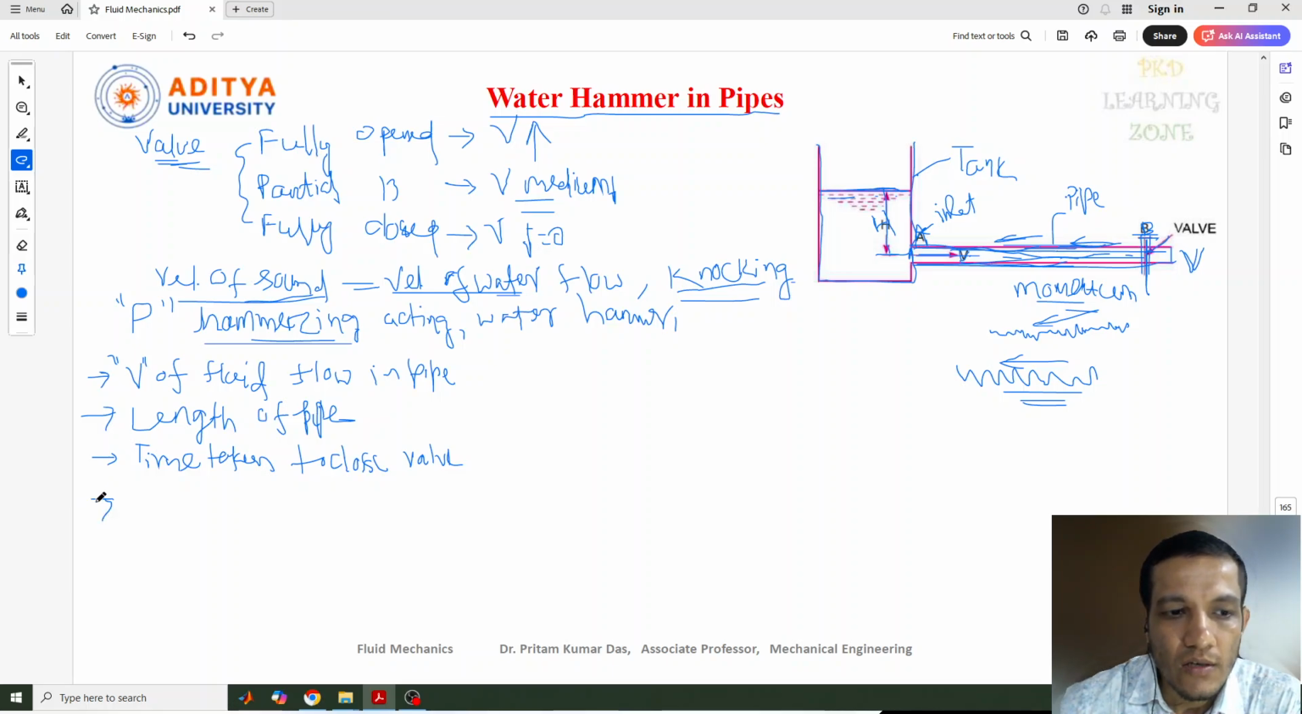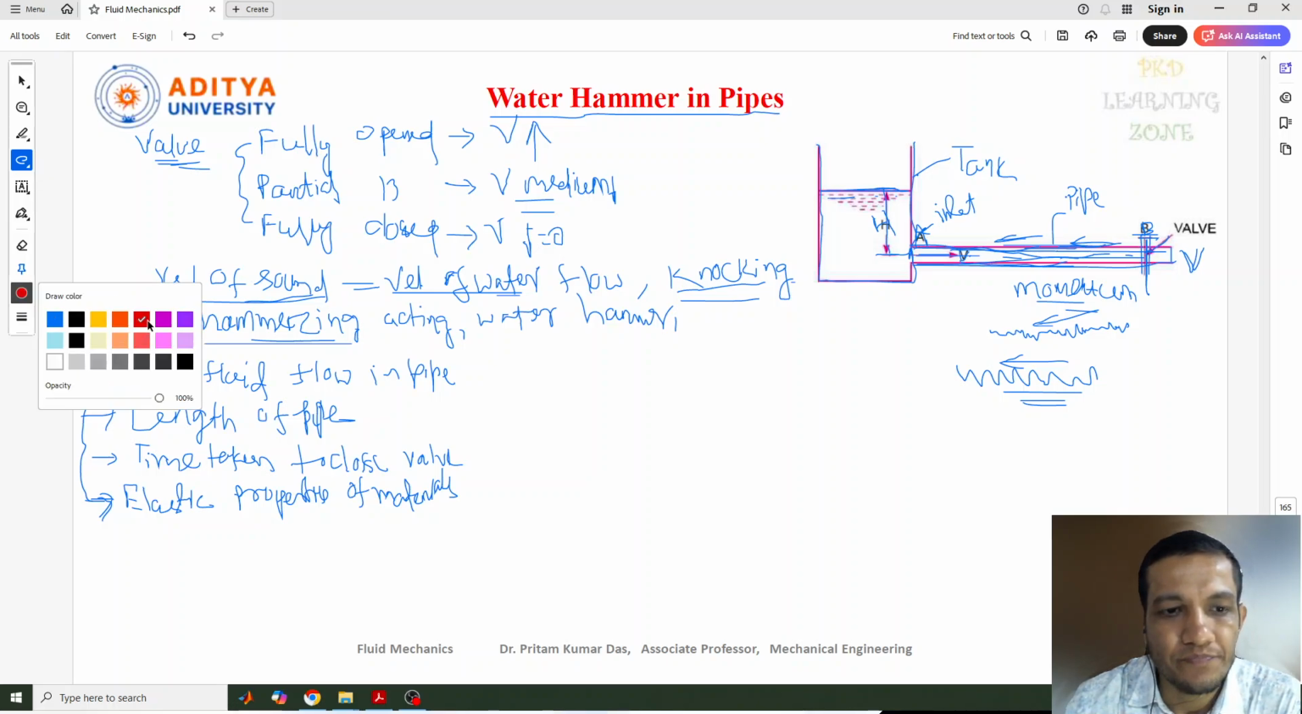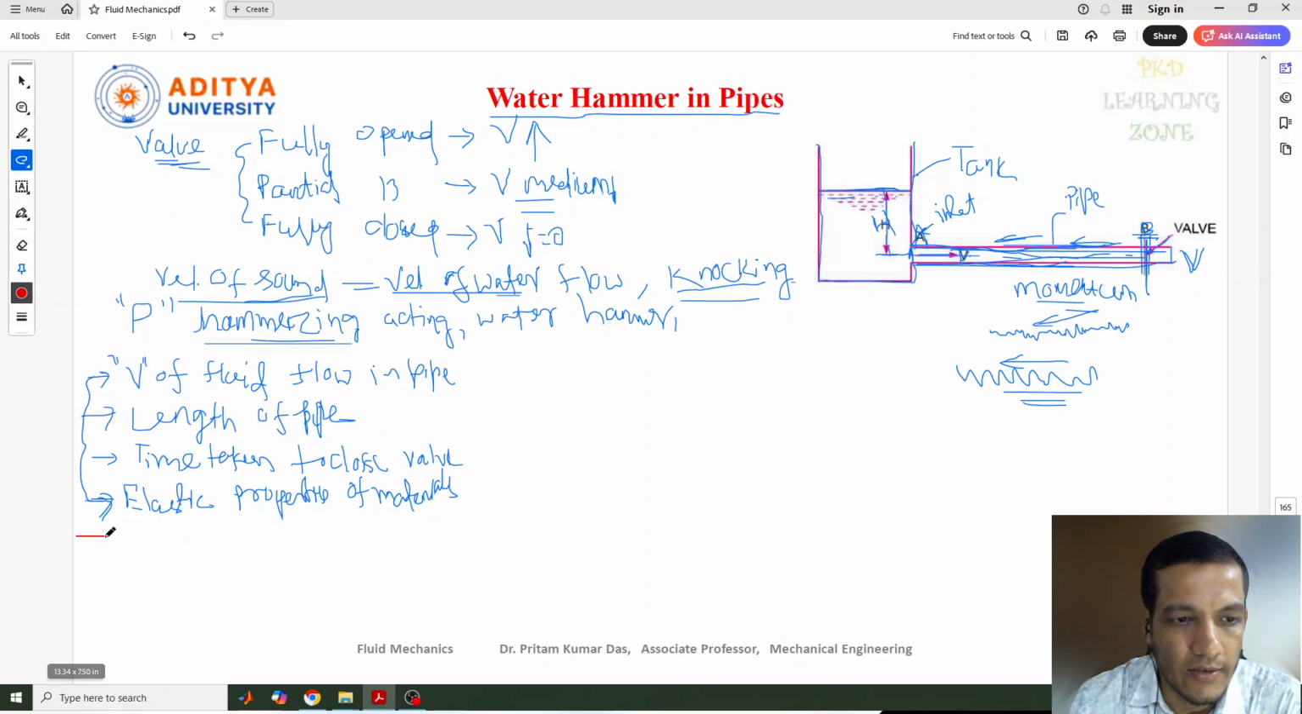And next, the pipe material which is used, so it depends upon the elastic properties of the material also. So these are the few points on which the pressure rise in water hammer depends. Along with that, there are some more points, some causes of water hammer also. So that I'll write here.